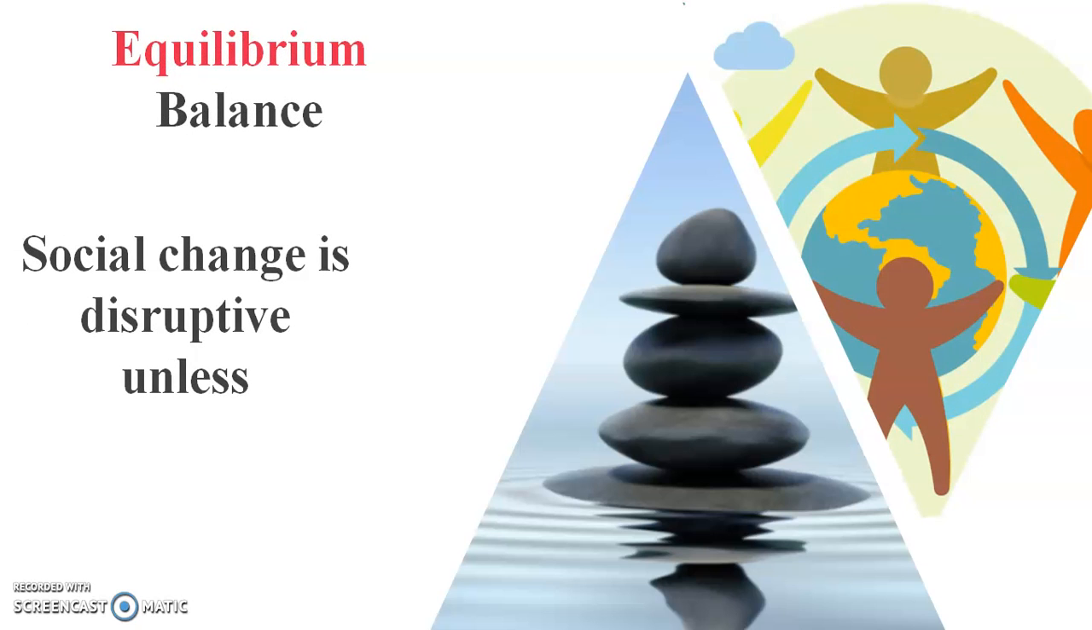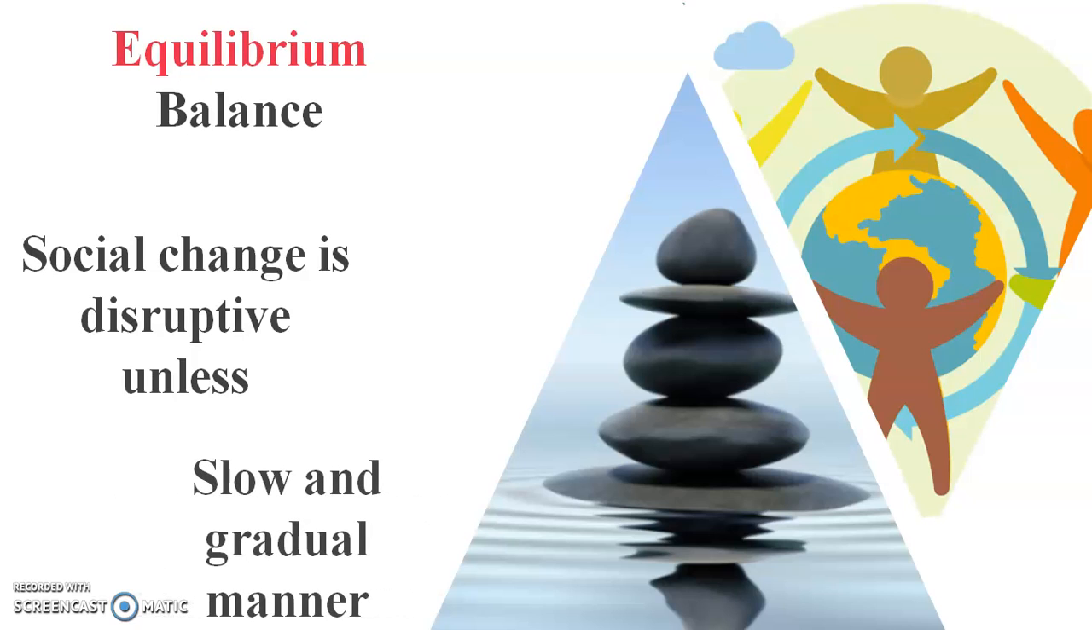Social change will be disruptive unless it happens in a slow and gradual manner, because change in one part will automatically bring about changes in other parts too. For example, economic depression in a society may create unemployment. Due to this unemployment, an individual will lose the stability in his life. It affects the family as a whole, the education of the children, and so on. So a change in one part of the society will affect the other parts too. So social change should be in a gradual manner, otherwise it affects the stability and equilibrium of the society.